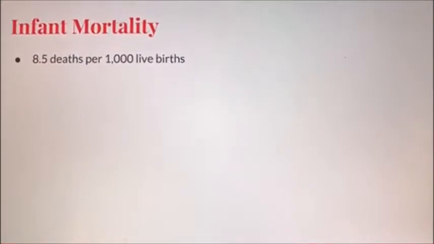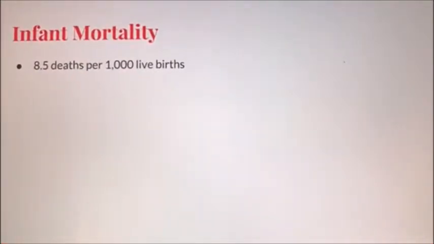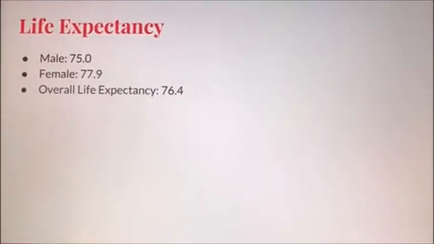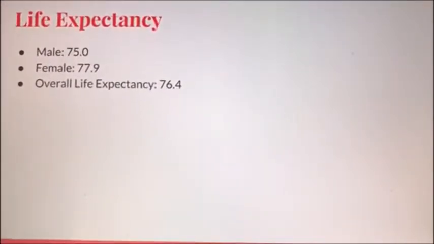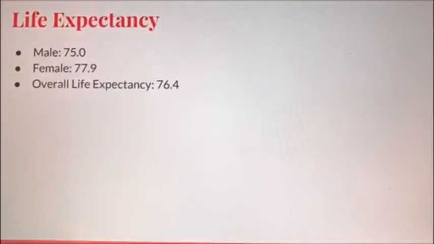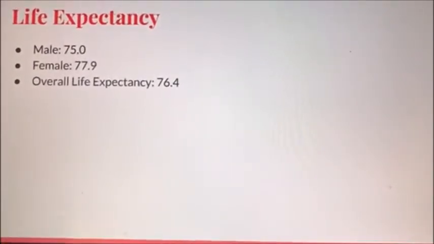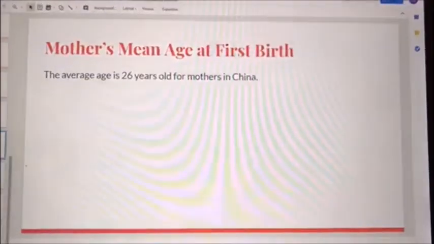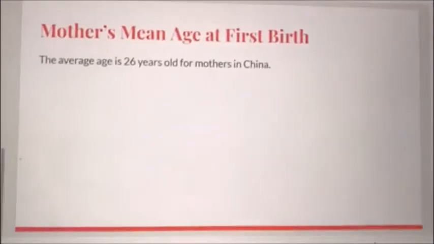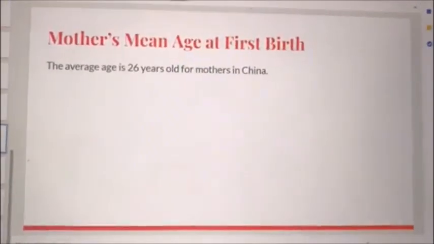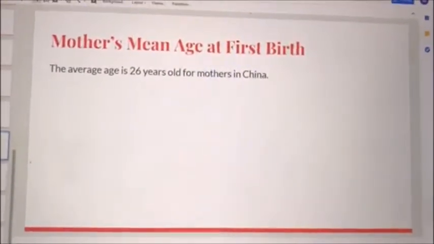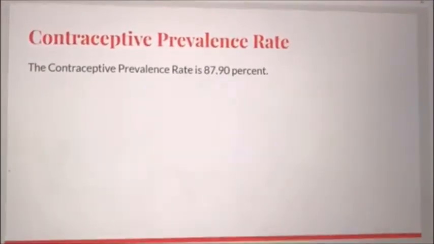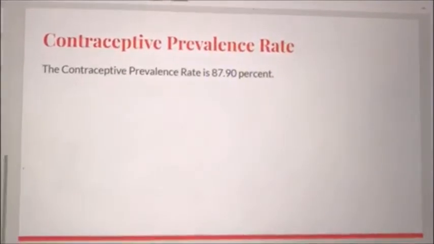For infant mortality, there are 8.5 deaths per 1,000 live births in China. The life expectancy of a male in China is 75 years. For a female, it's 77.9, which leaves the overall life expectancy at 76.4 years. A mother's mean age at first birth, the average in China, is 26 years old. The contraceptive prevalence rate is 87.90%.